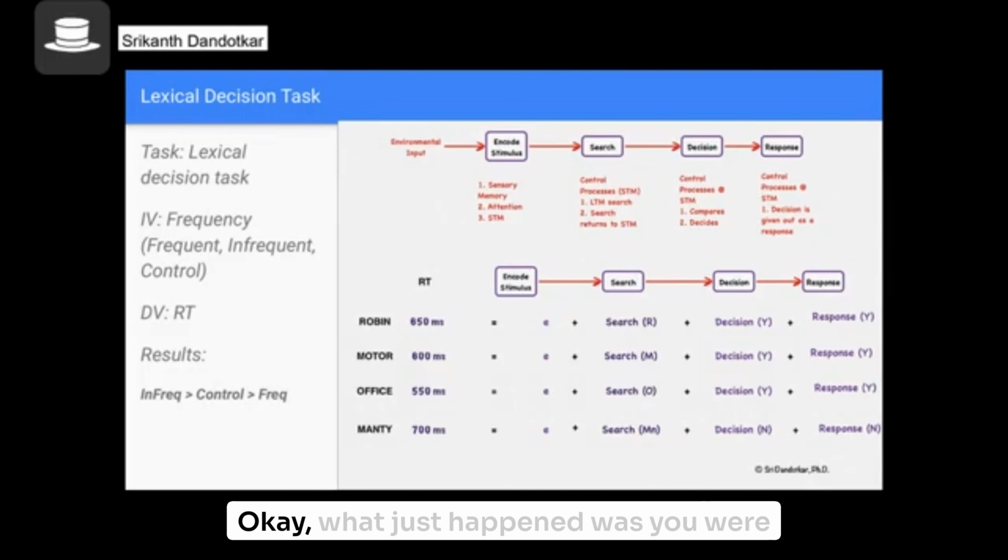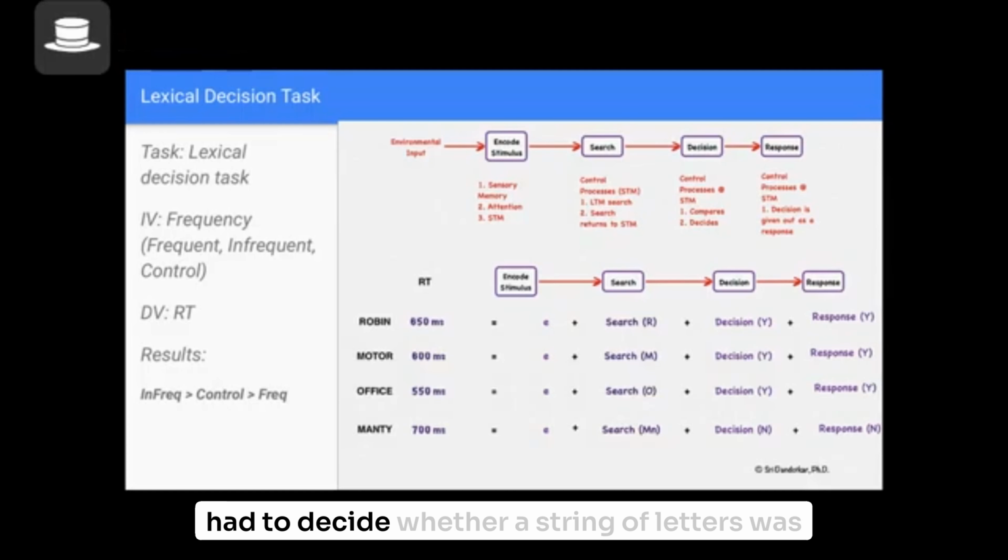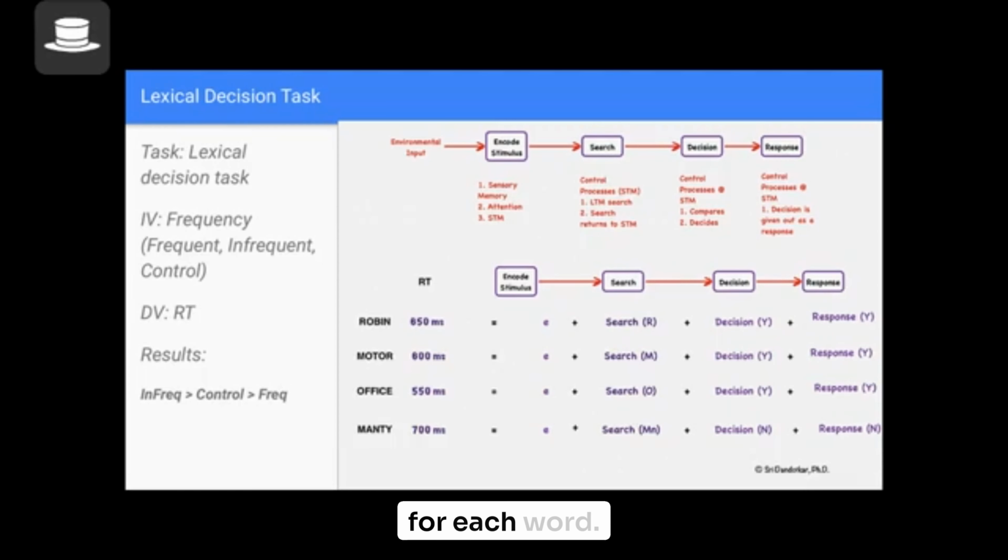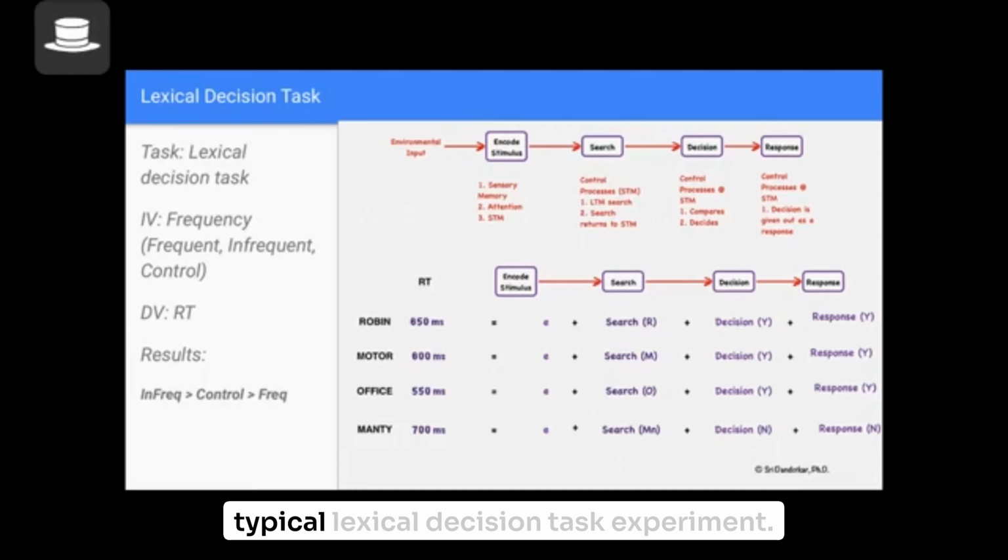So what just happened was you were presented with a string of letters and you had to decide whether the string of letters was either a word or a non-word, and we measured the reaction time or response time it took for each word. Of course, I didn't do this, but this is a typical lexical decision task experiment.